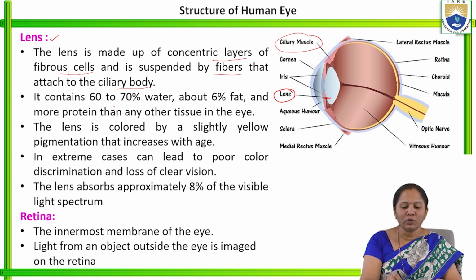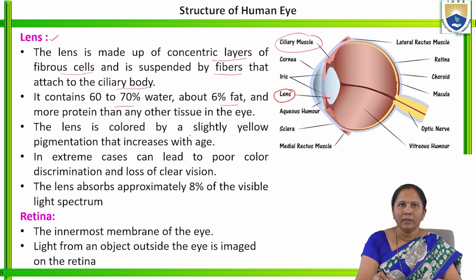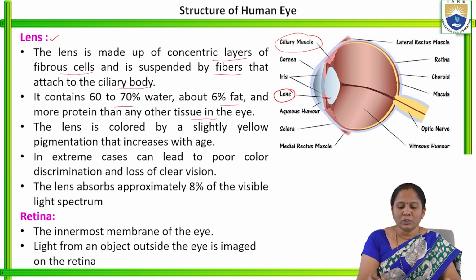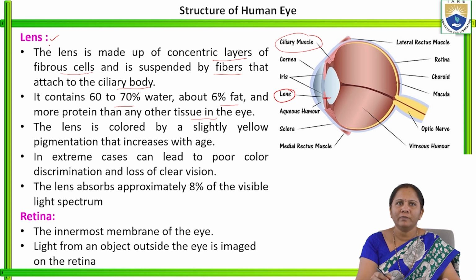So generally it consists of 60 to 70% of water and 6% of fat and more proteins that will be provided to the tissues in the eye. So generally what is the main function of this lens? The lens will be colored slightly yellow. That means, for example, if we consider the age of a person, as the age of the person increases, the lens color will be changing. Slowly it will become yellow and the vision also will get degraded.